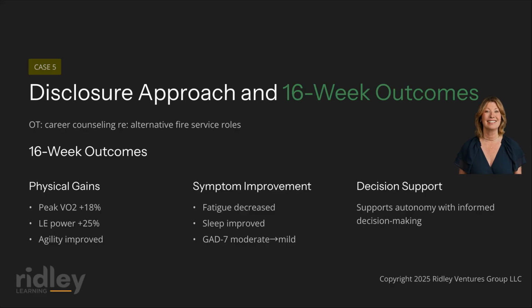After 16 weeks of intervention, Mr. Martinez demonstrates significant improvements in fitness and function. Peak oxygen consumption improves by 18%, returning to near his pre-diagnosis baseline. Power testing demonstrates gains of 25% in lower extremity explosive strength, and his agility times on work-related obstacle courses improve substantially. His subjective fatigue has decreased substantially with improved sleep quality following implementation of sleep hygiene strategies and anxiety management techniques. Anxiety scores on the GAD-7 decrease from moderate to mild range.